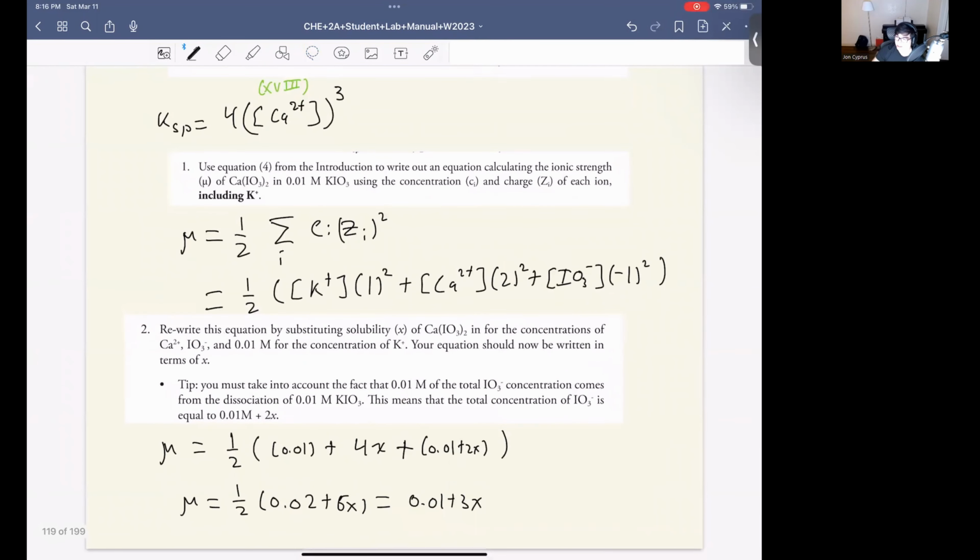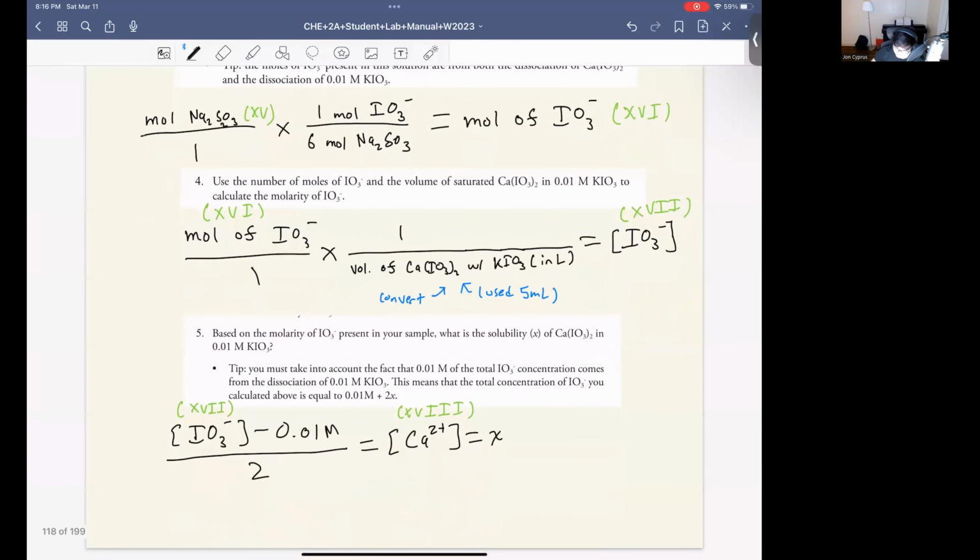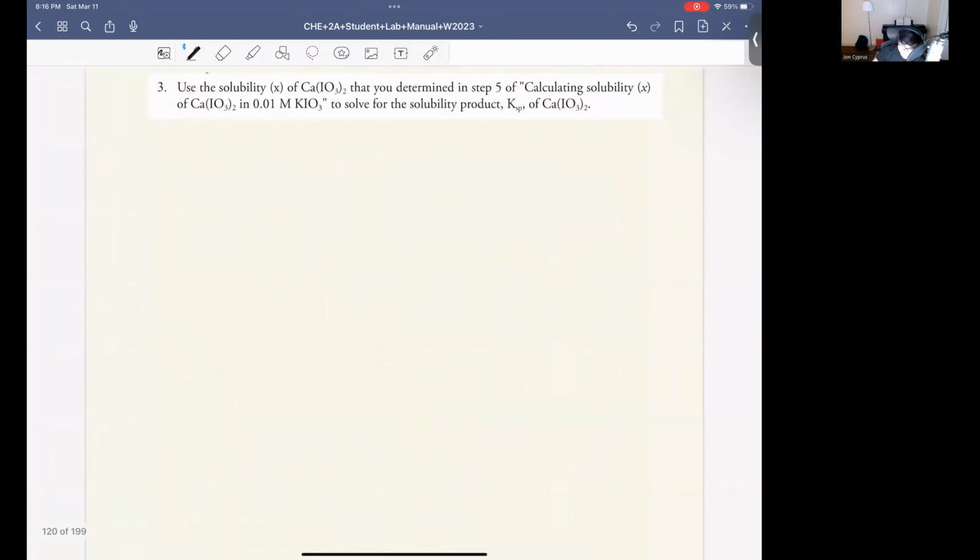You're just plugging in the concentration of calcium for your x, that you got from label 18. So mu is equal to 0.01 plus 3 times the concentration of calcium. This was from your 18th label.